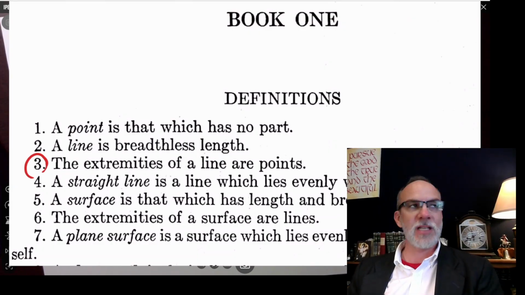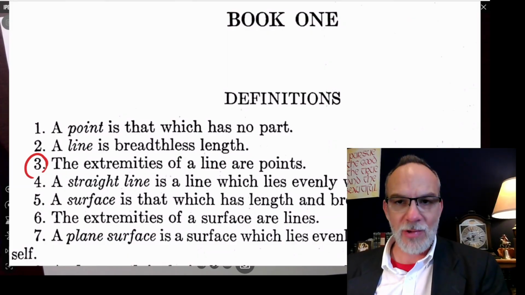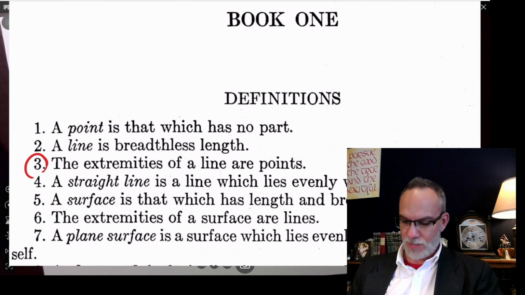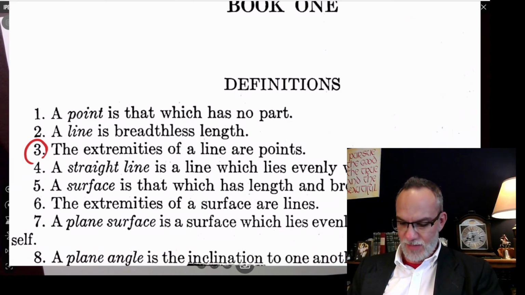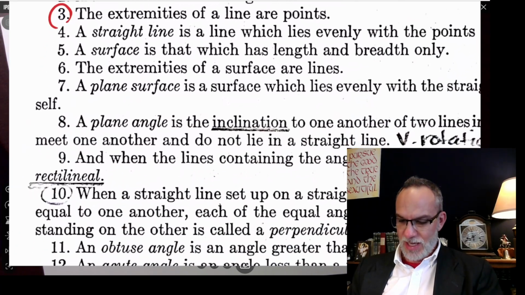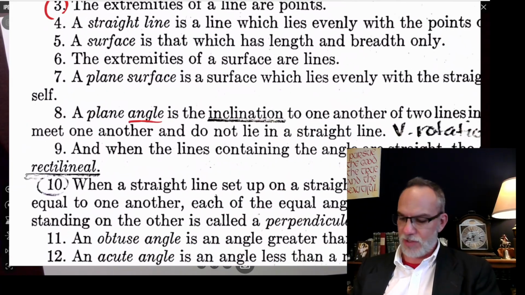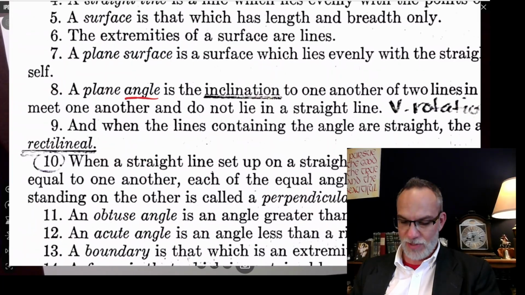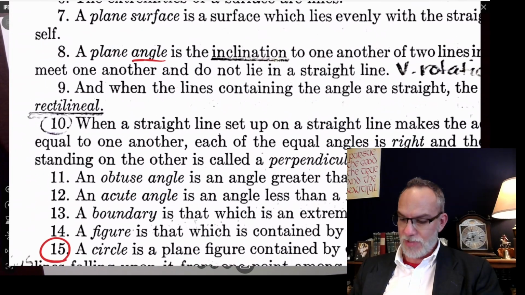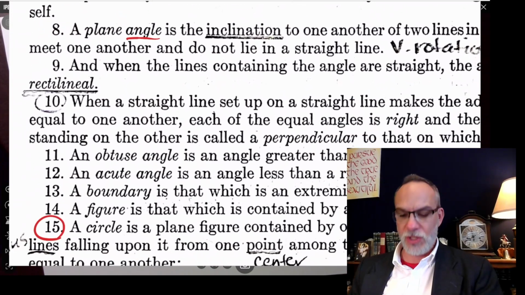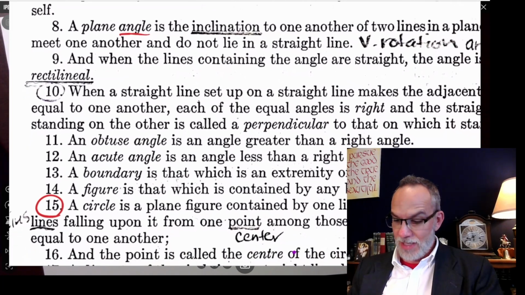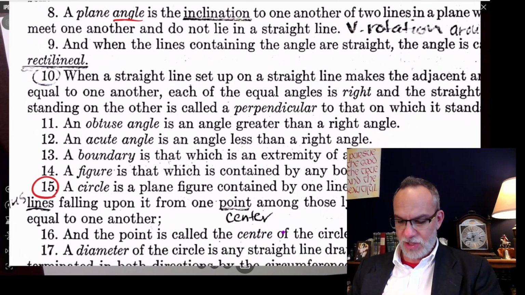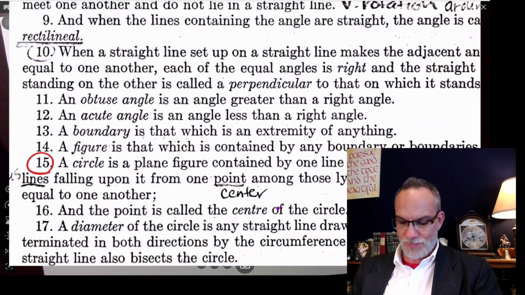A straight line as opposed to a curve, because when calculus came in, we had to use the word curve rather than line because it means something fundamentally different. Surface, and then the plane surface. An angle is interesting. I've always defined an angle as a rotation around a point. His definition is a little bit different. Number 10 is nice. Number 10 is the definition of perpendicular. That's important, but not for today's discussion. Obtuse angles, acute angles. Circles.